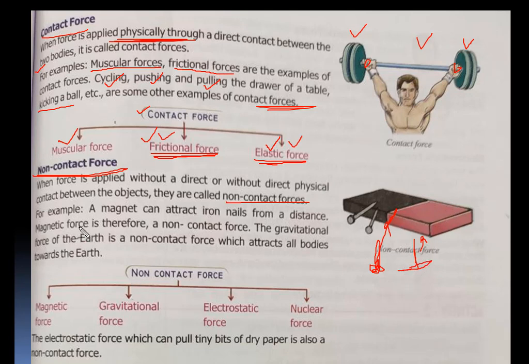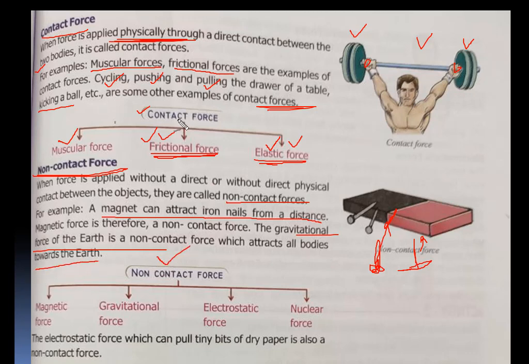For example, a magnet can attract iron nails from a distance. In the previous slide we talked about some distance force. So with some distance also, force can be applied. This is one of the examples. Magnetic force is therefore a non-contact force. The gravitational force of Earth is a non-contact force. I have already given you this example: the force which attracts all bodies towards Earth.